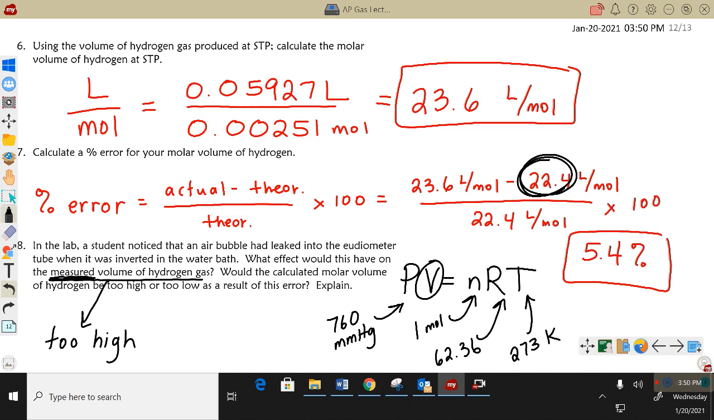Which then we sent that measured volume through a series of calculations, and we eventually turned that into a volume that would be present at standard temperature and pressure, and that was then up in here. So if that volume is still too high, does it make sense that my calculated molar volume would also be too high? It seems like I had more hydrogen than what I really did. So all my calculations are going to be a little high, which is probably what happened here.